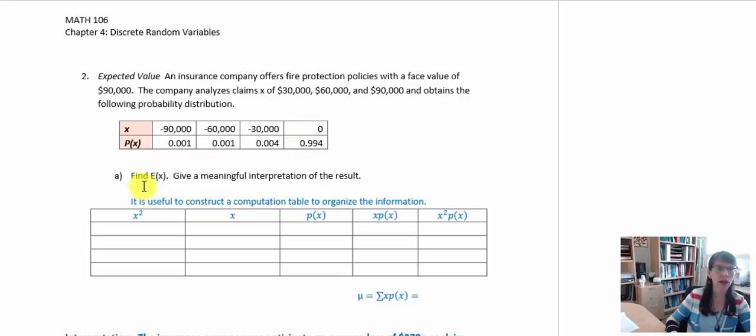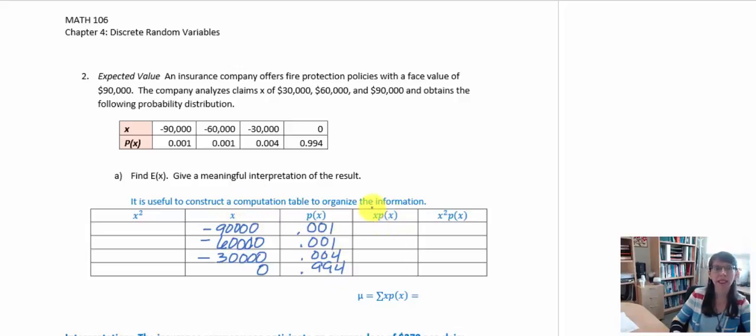What we'll need to do in order to find out the expected value or the mean for these claims is to fill in this table, and that will help us to organize all the information we need to calculate the expected value and the standard deviation for this information. So I'm just going to take the given x values and place them in the column for x. So we're going to have our negative 90,000, negative 60,000, negative 30,000, and 0. The probabilities associated with these values are as follows. The negative 90,000 is 0.001, and that is the same for the negative 60,000. We have 0.004 for the negative 30,000, and 0 is 0.994.